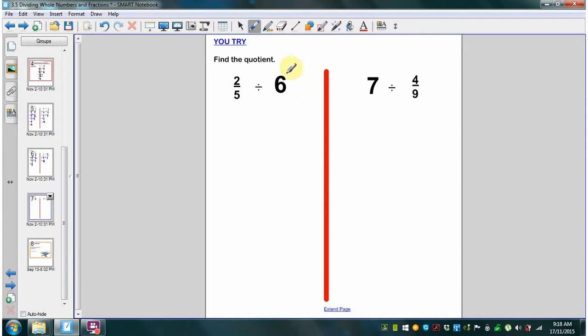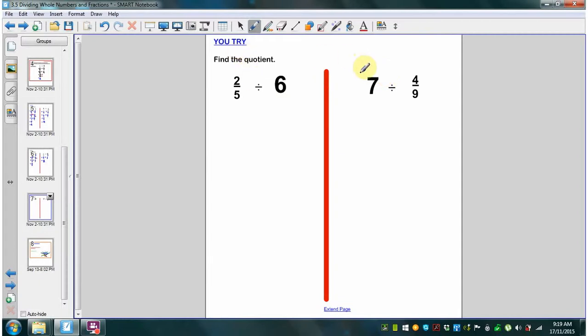Okay, here I'm going to show you now just with the whole number in the different locations. So here we have a fraction divided by a whole number. Here we have a whole number divided by a fraction. So I want you to work that out, and you're going to find there is no difference, even though it might look a bit different. So try those. When you come back, we're going to do it together.